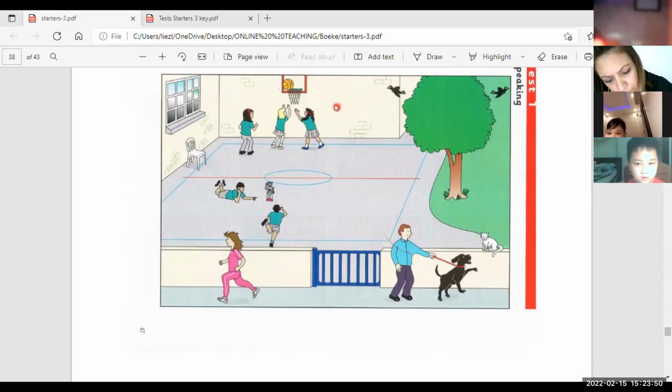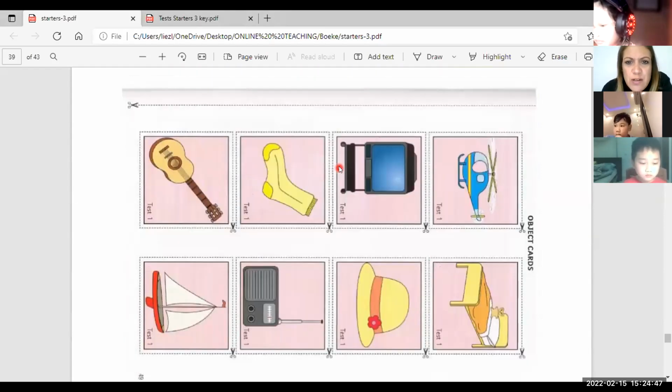Just say your last sentence again. What's your last sentence, sweetie? Wait, just say your last sentence for me again. Okay, you're doing good. Well done. You're doing very, very good. There's also a blue gate. I don't know if anybody saw the blue gate. But just say what you see on the pictures. That's all you have to do.